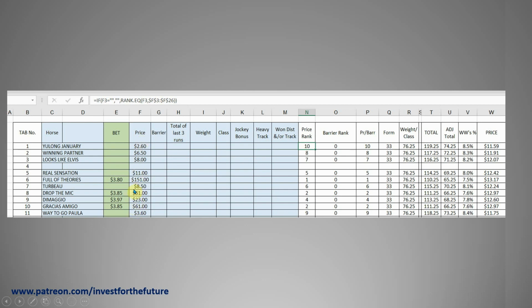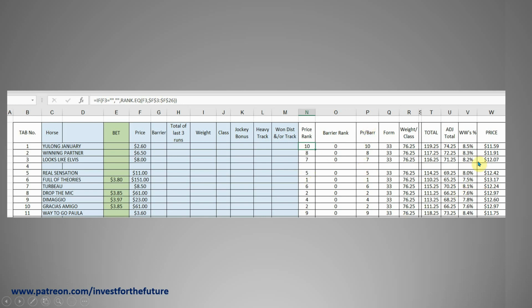So we enter the price, and you'll notice that it calculates a rank over here. 10 for the lowest price, so Yulong January at $2.60 gets a price rank of 10. The next one was Way to Go Paula at $3.60, got a price rank of 9. 650 is 8, 8 is 7, and so on.